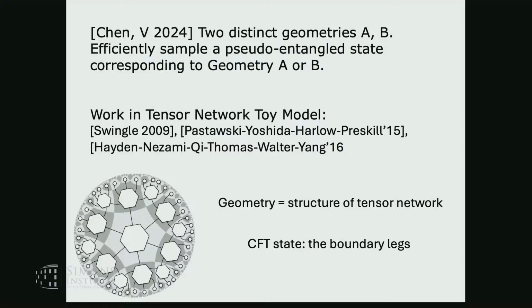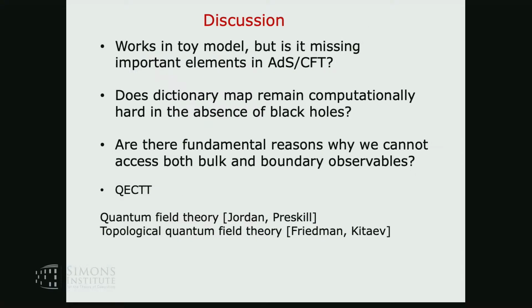All right, so now where does this leave us? Well, with a lot of questions. So the first question is, well, it works in the toy model, but those toy models were used in certain contexts. In this context, are these toy models even valid? Is a toy model missing important elements of AdS/CFT? So could you actually construct such states? If it does, then maybe this shows that the dictionary map remains computationally hard even in the absence of black holes. So it would sort of say, well, it's just because of geometry. It's not black holes that are causing this exponential complexity.